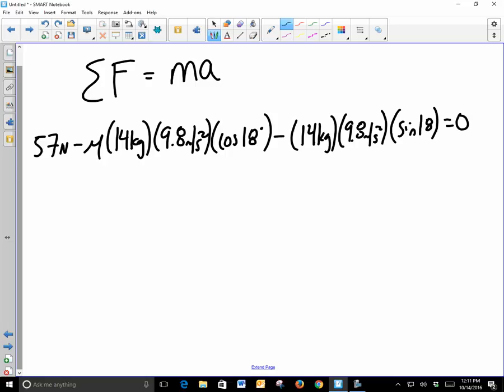A is 0. So that means what? We are not accelerating. So we're moving at a constant velocity. That's a conscious thought. It takes serious thought to remember that. You're not accelerating. So is it moving?